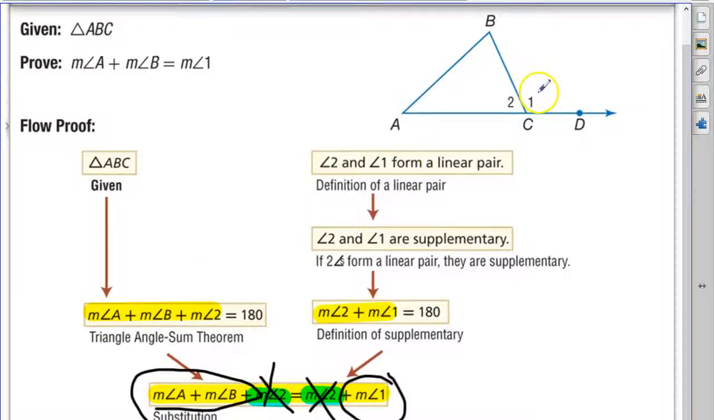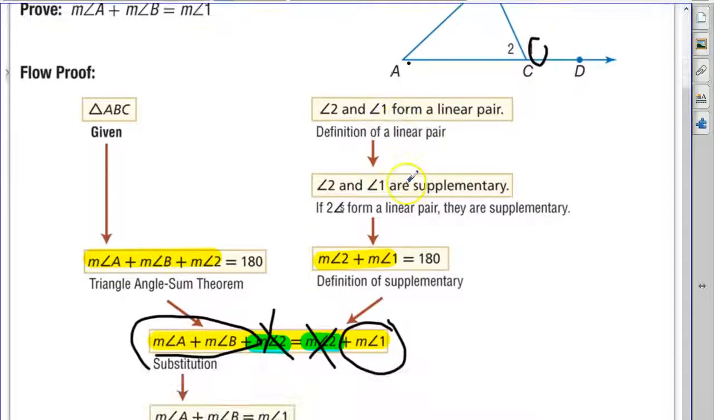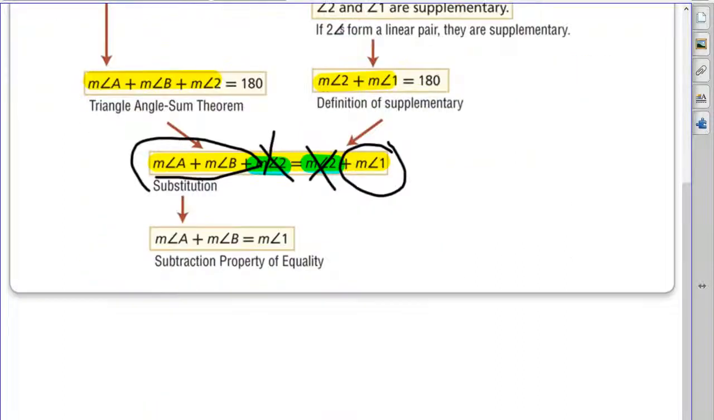Well, what's A plus B? Angle 1 is the exterior angle. A plus B are the remote interiors. And you can't really see this with your paper. There we go. A plus B is angle 1.